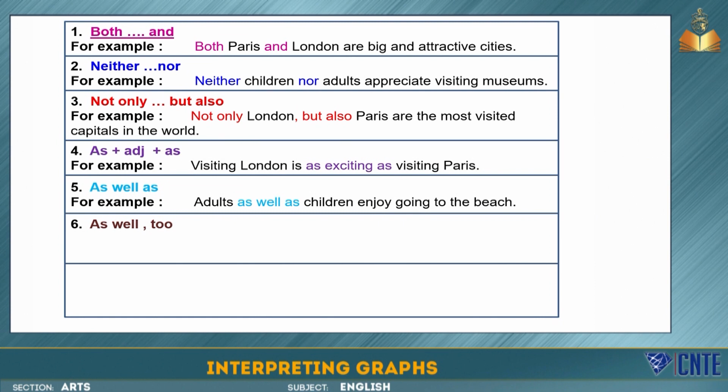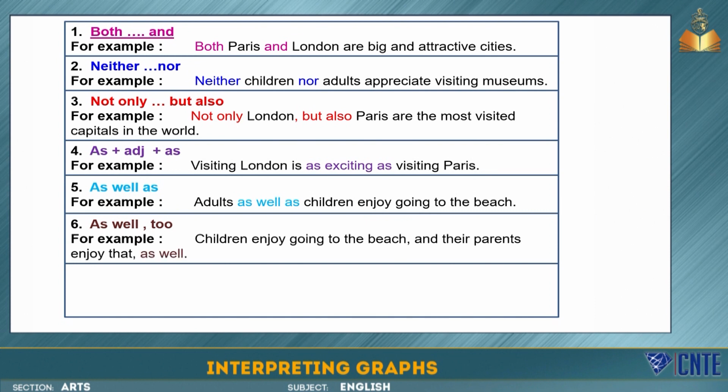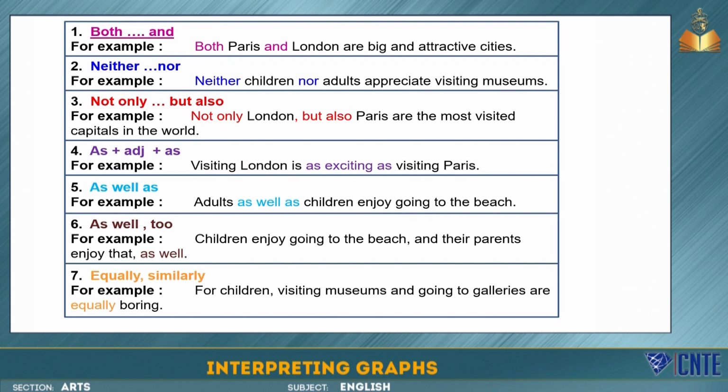You may also use as well or too at the end of the sentence. For example, children enjoy going to the beach, and their parents enjoy that as well. A last expression I suggest is equally or similarly. For example, for children, visiting museums and going to galleries are equally boring.